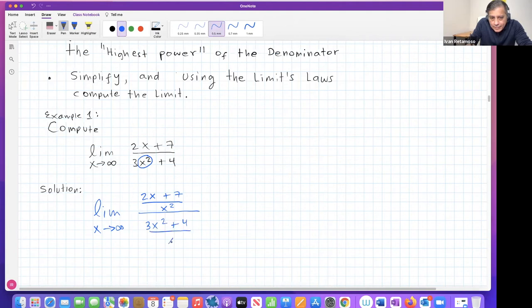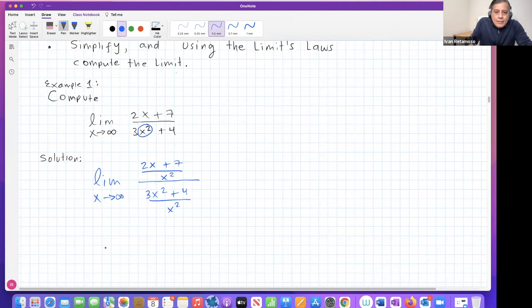This is the most general method that will help you compute these limits in general. So this becomes the following. I'm going to do it slowly first, then we will speed this up. It's this. We'll simplify later.